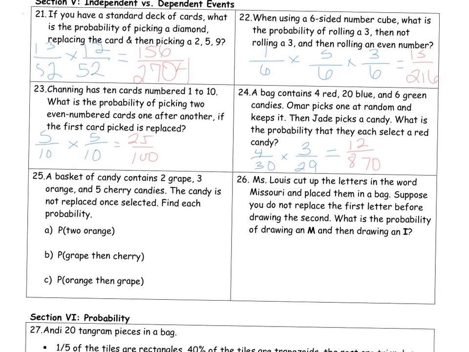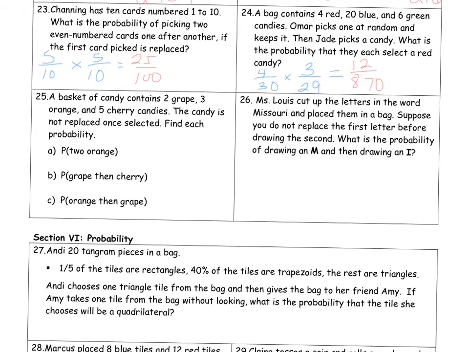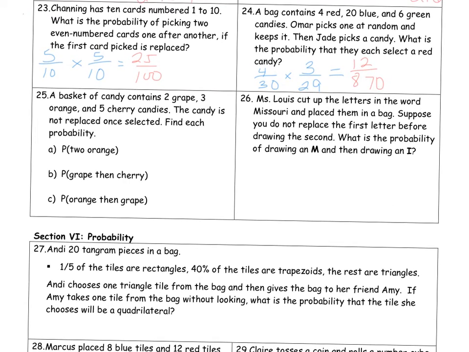You are also able to convert them to percents if you want, but you do not have to. 25. A basket of candy contains 2 grape, 3 orange, and 5 cherry candies. The candy is not replaced once selected. Find each probability.